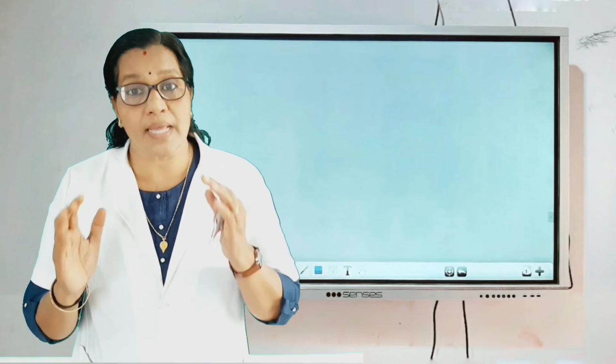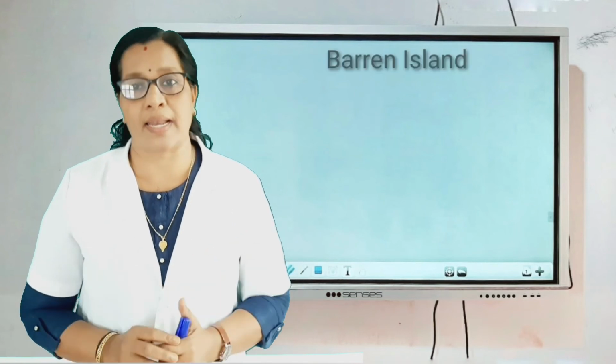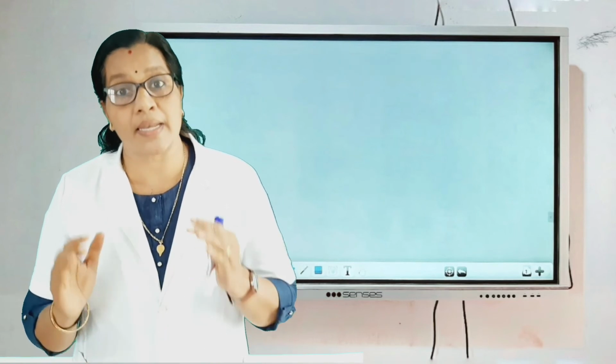It is believed that these island groups are an elevated portion of submarine mountains. India's only active volcano is found on Barren Island in the Andaman and Nicobar Islands.